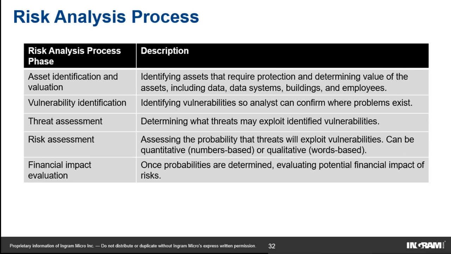So this is the risk analysis process. In the analysis process, we will be doing asset identification and valuation. This is like asset classification. And then we have to identify the vulnerabilities. Then we need to perform threat assessments to determine the threats in the wild which can exploit the vulnerabilities. And that is where you get a risk assessment. Once you have a risk assessment, you also need to perform a financial impact evaluation to know how to address the risks.